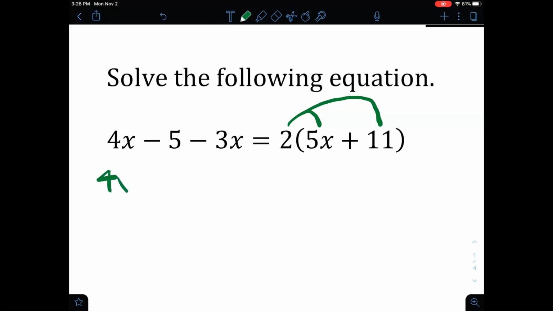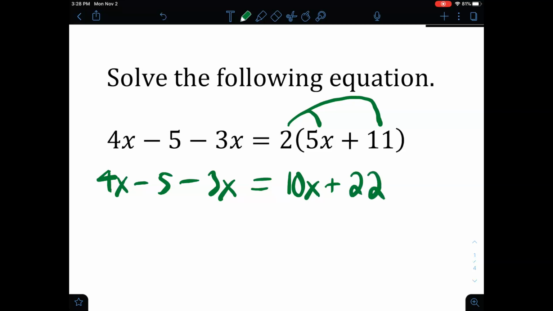So we have 4x minus 5 minus 3x. 2 times 5x is 10x. 2 times 11 is 22. Anything else to distribute here? No. What's the next thing we look for? We need to combine like terms. Are there any like terms to combine here?